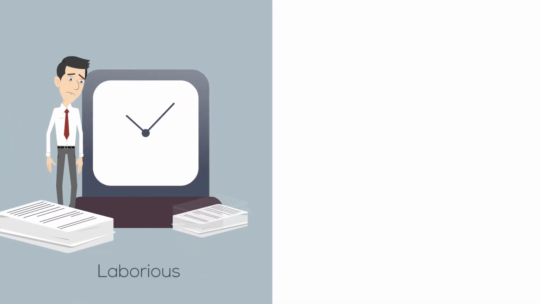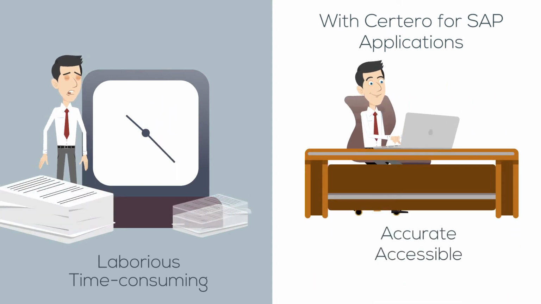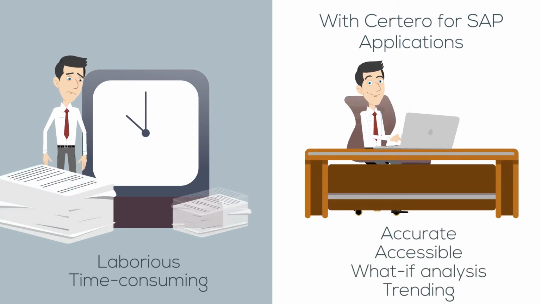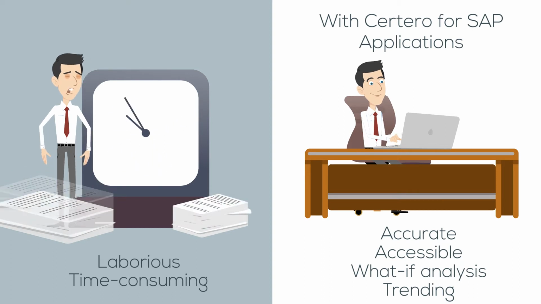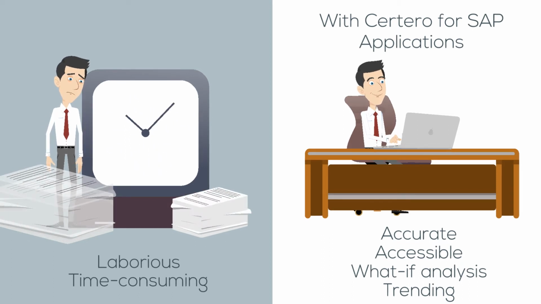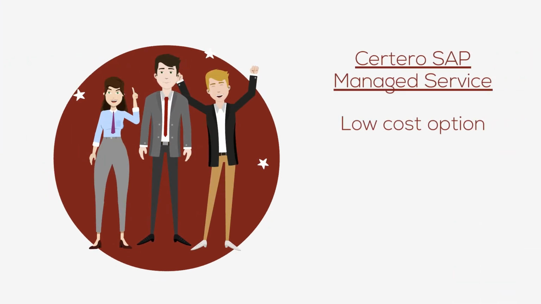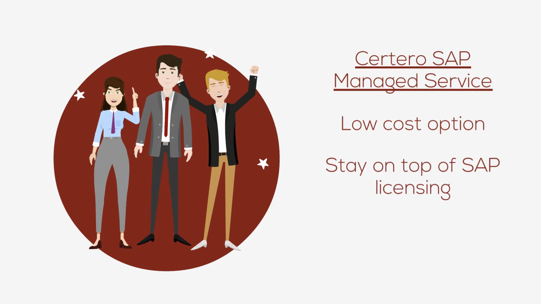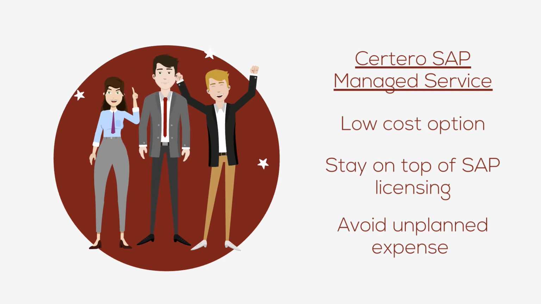Certero for SAP applications removes the laborious and time-consuming task of preparing for measurements, audits and contract negotiations. They now have accurate, accessible and up-to-date information for critical decision-making, including what-if analysis, trending and more. This will prove invaluable as they begin negotiations for S/4HANA. Their next step is to have Certero provide a fully managed service for SAP licensing as a low-cost option to stay on top of all SAP licensing issues and avoid unplanned expense.